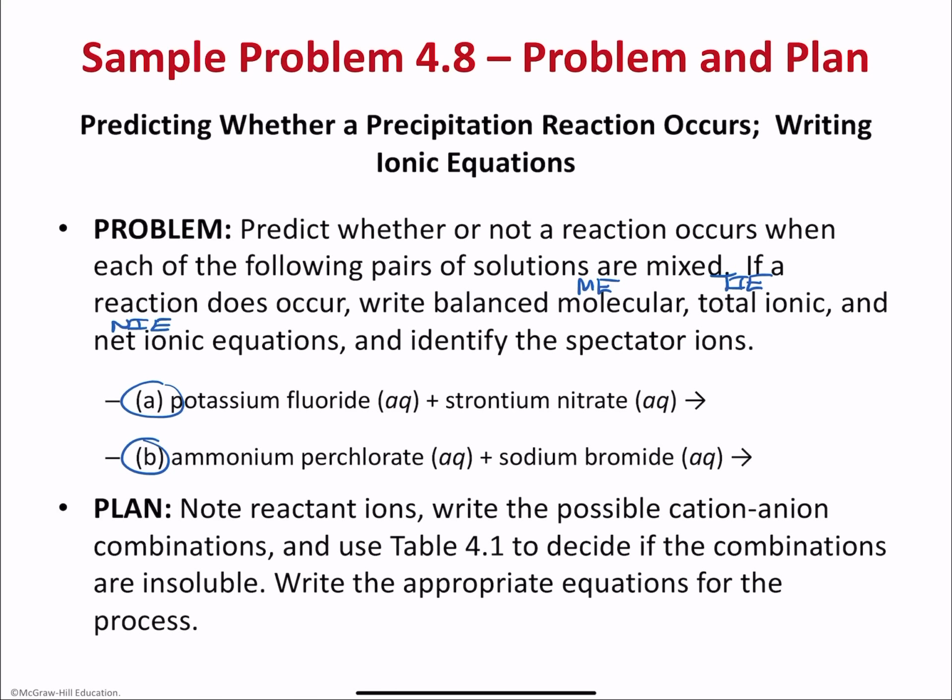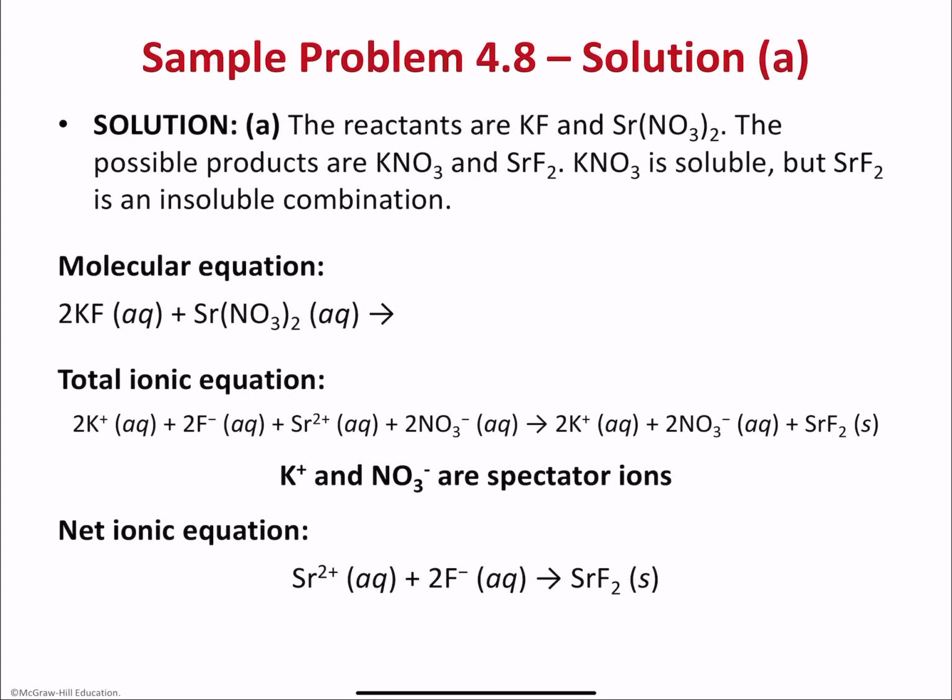I like to abbreviate those. And then we're going to identify the spectator ions. Who isn't participating in the reaction? So let's take a look at the first one. I have potassium fluoride reacting with strontium nitrate. So let's take a look here. I've written part of the solution down already. So it says here the reactants. The reactants are potassium fluoride and strontium nitrate.